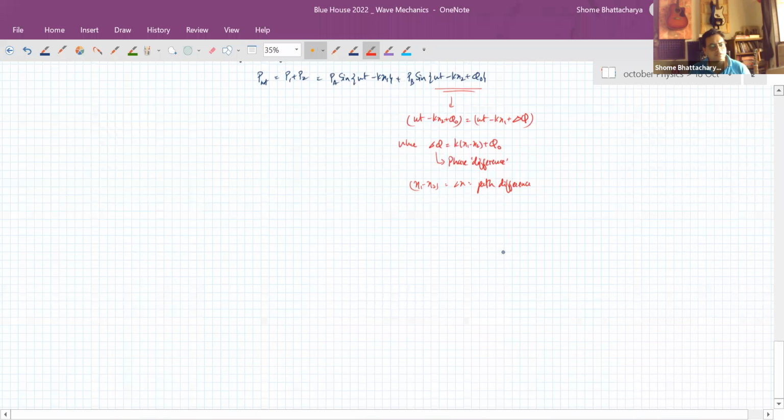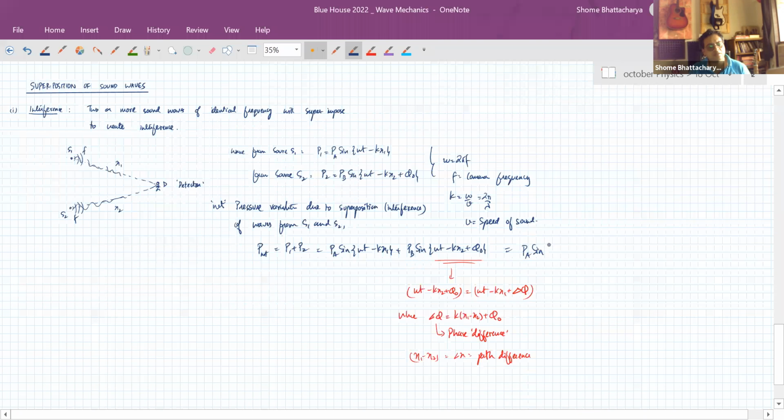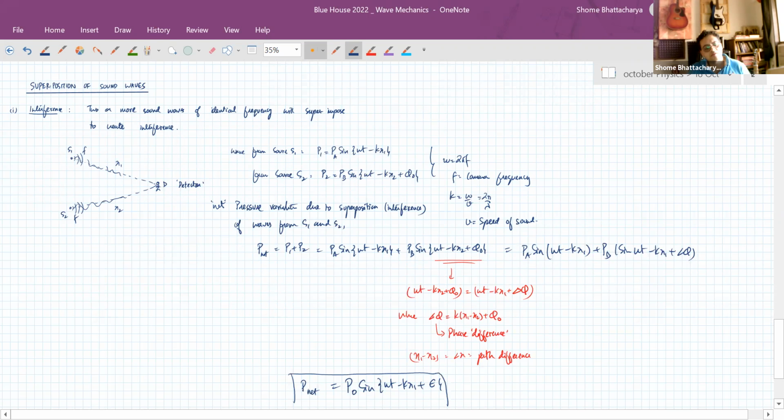So we can just write this as PA sine(omega T minus KX1) plus PB sine(omega T minus KX1 plus delta phi). So this net pressure variation will then become some net amplitude, let's say P0, into sine of something plus some net phase constant, let's say epsilon. Once again, to understand this resultant pressure amplitude, we just need to develop the phasor diagram.